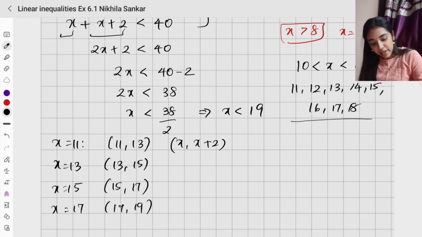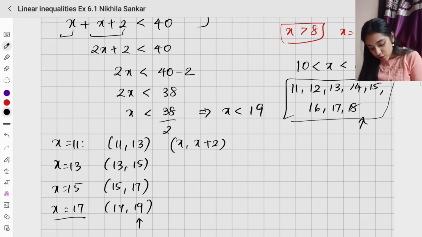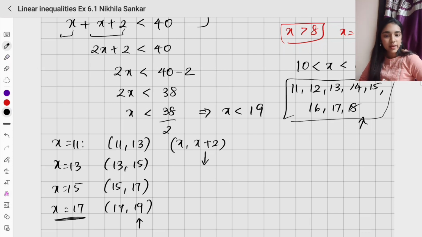Okay, so these are all my values of x. In this place 19 is not included as a value of x. You should not ask how 19 came here, because your x value is only 17. Your other number is x plus 2. Okay, the value of x is still less than 19. Don't get confused. These are all your answers.